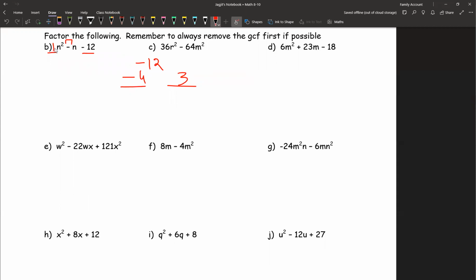And the number in front of n squared is 1. So we'll just work with those numbers. We'll say the first factor is n minus 4. And the second one is n plus 3. Simple. Done. Factored.